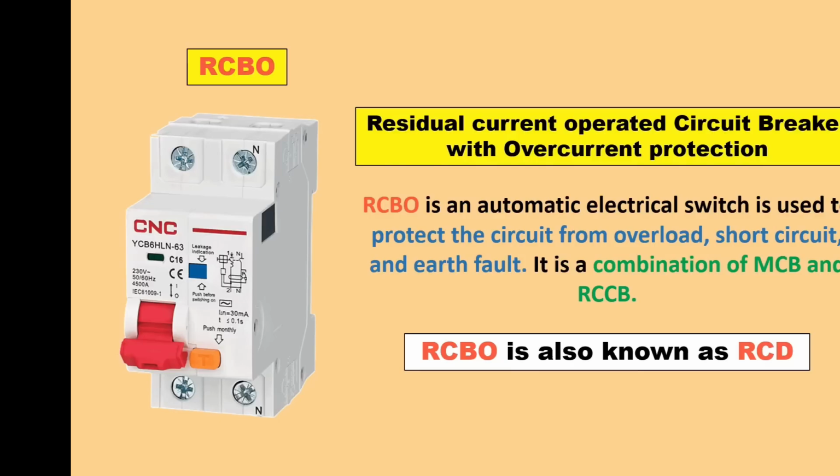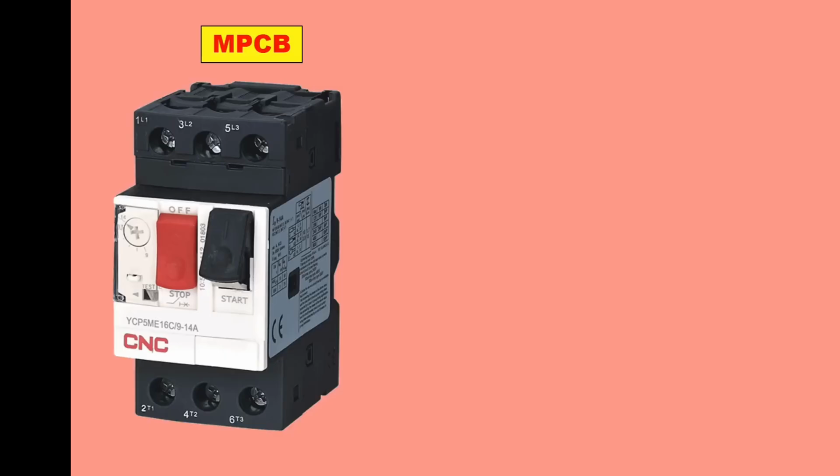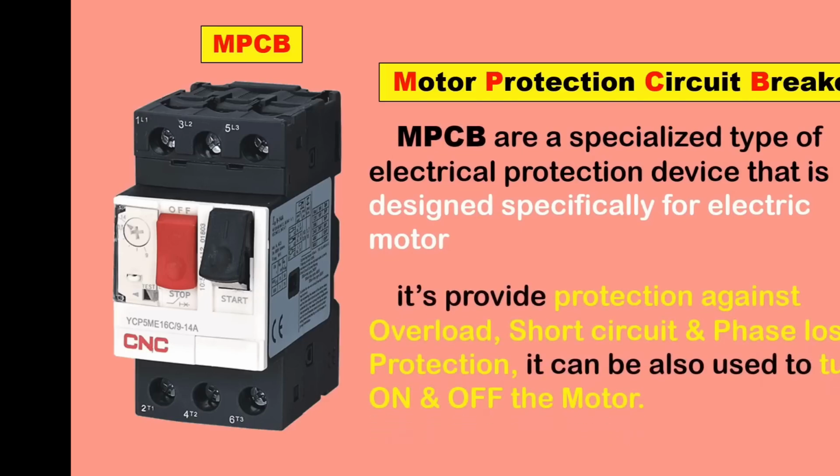After this, the last device we are discussing is MPCB. Full form of MPCB is Motor Protection Circuit Breaker. By the name Motor Protection Circuit Breaker, you can guess that this is a kind of device which is used for protection of motors. We only have to understand which kind of protection we get through this device. MPCB provides protection from overload and short circuit. Along with this, phase loss protection is also provided by MPCB.